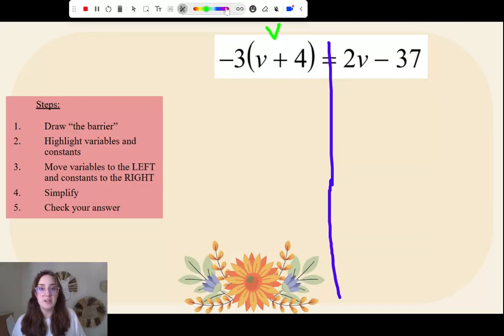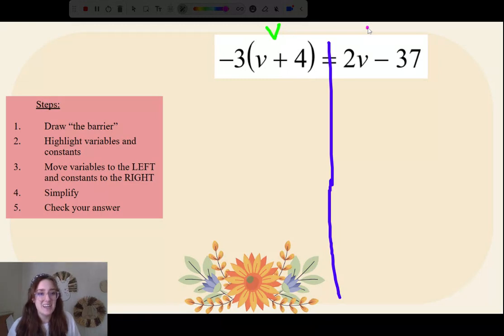Variables are always going to be on the left, and constants are going to be over here on the right. So a V and a C.